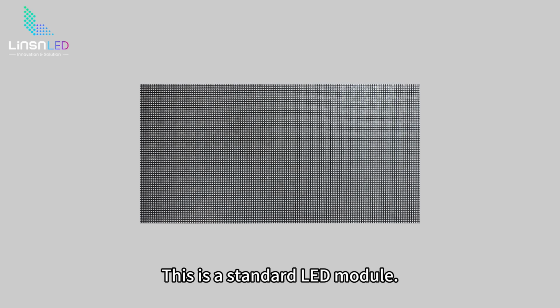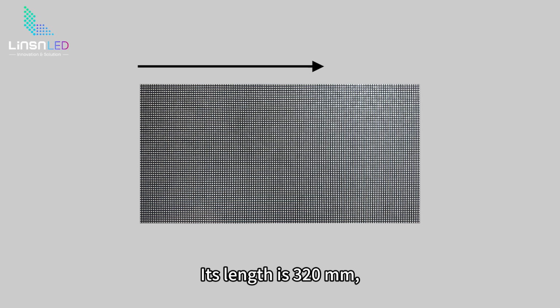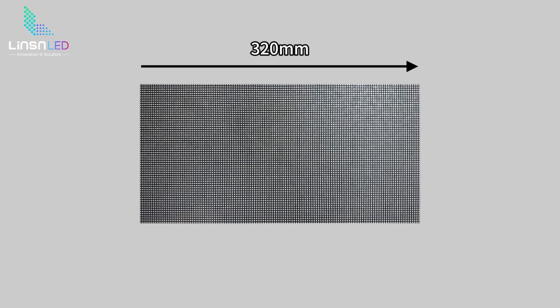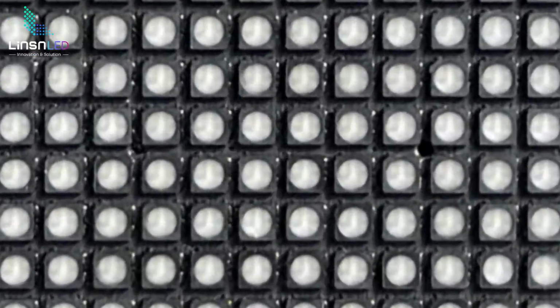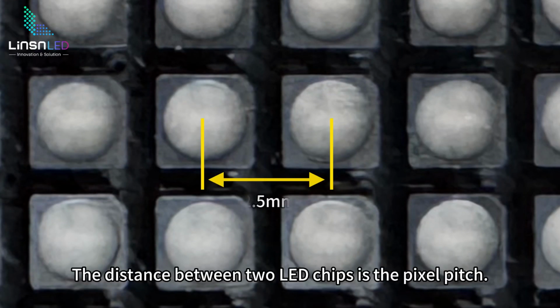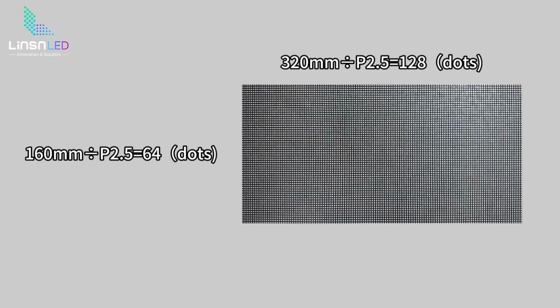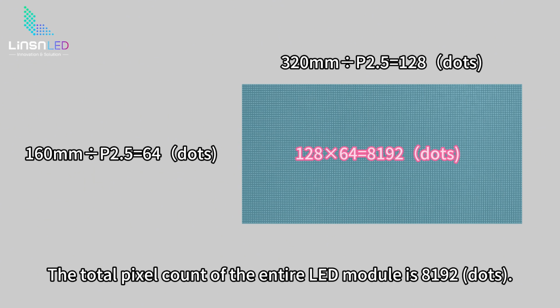This is a standard LED module. Its length is 320 mm and its width is 160 mm. The distance between two LED chips is the pixel pitch. The total pixel count of the entire LED module is 8,192 dots.